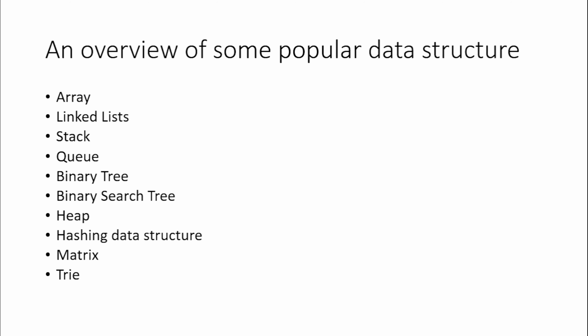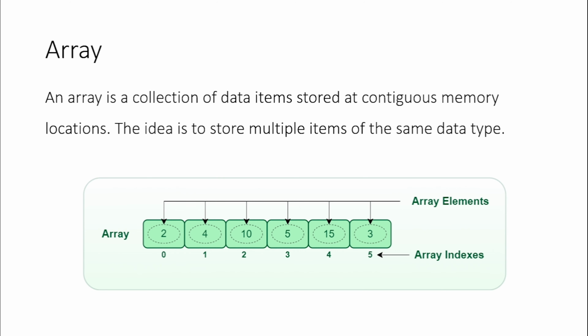So let us look at some of the popular data structures we know. We have array, linked list, stack, queue, binary tree, binary search tree, heap, hashing data structure, matrix, and tree. So now let us look at each one of these data structures. First of all, we have array. An array is a collection of data items stored at contiguous memory locations. By contiguous, we mean adjacent to one another, where the borders are touching. The idea is to store multiple items of the same data type.